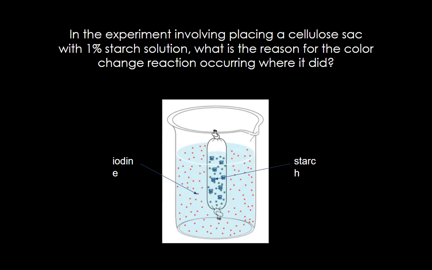So although starch will have a tendency to diffuse out, it won't be able to do so because it cannot pass through the cellulose sac. Iodine, on the other hand, would have a tendency to diffuse into the sac, and since it's small, it will be able to pass through. And that's why the color change reaction would happen inside the cellulose sac.